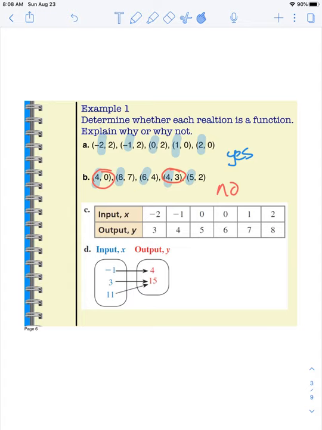All right, part C is an input-output table. So I'm looking to see if x repeats, and I see 2 values with 0 here, and there are separate outputs. You cannot have multiple outputs for one input, so this is not a function. And then part D, we have a mapping diagram. There is exactly one output for each input. Notice there are 2 arrows going to 15. That's okay. Y can repeat, x cannot. So yes, this is a function because there's only one arrow starting at each input.